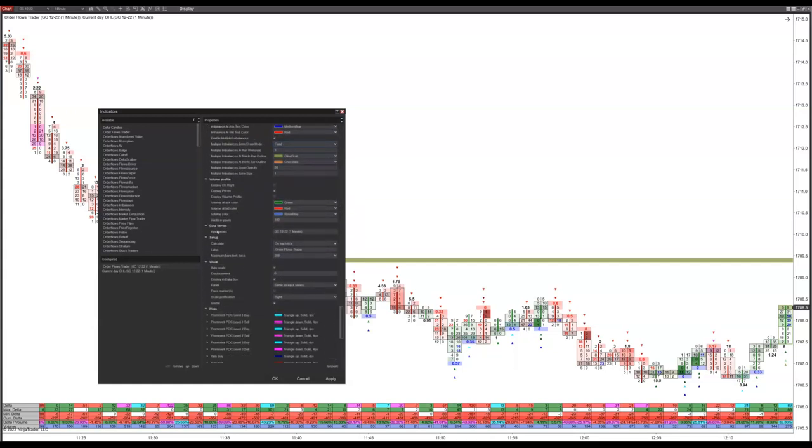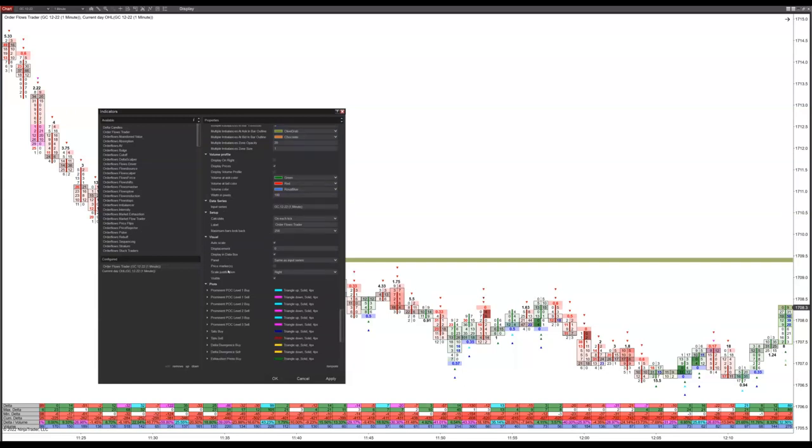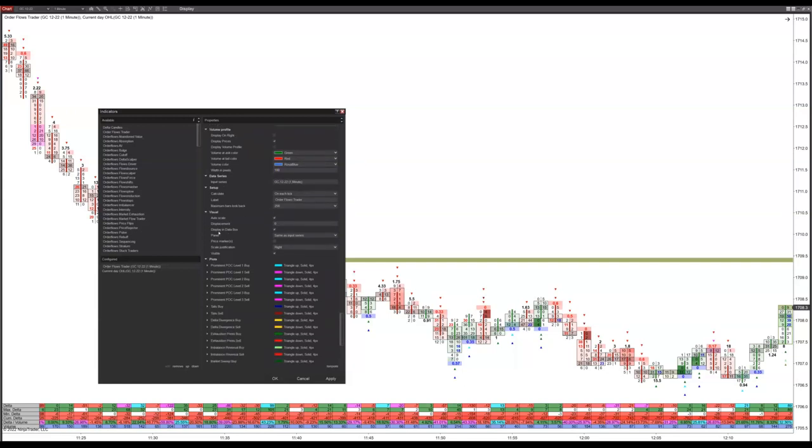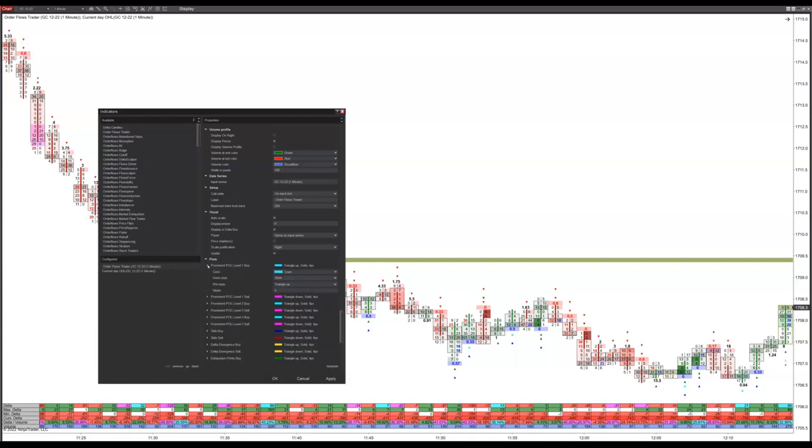Now, the stuff down here, data series, setup, visuals, you don't need to touch those. That's just telling the chart what it's looking at and where to plot it on the screen. Now the plots, this is the big difference of Orderflows Trader 6: the ability to plot all of these indicators. This is a list with all the colors and you just open it up. By default, they're all set the same, these triangles, up for bullish, down for bearish.